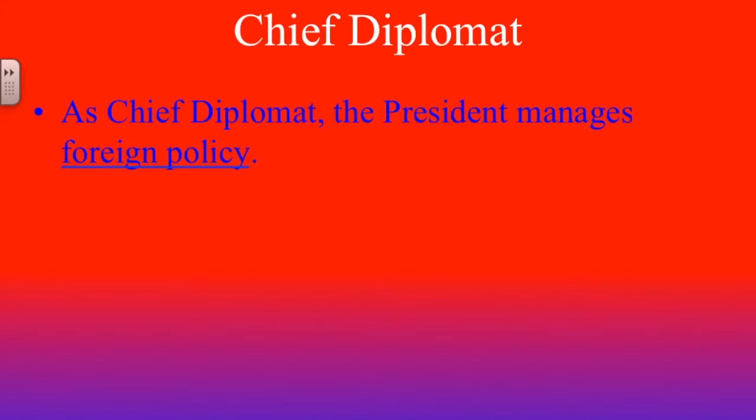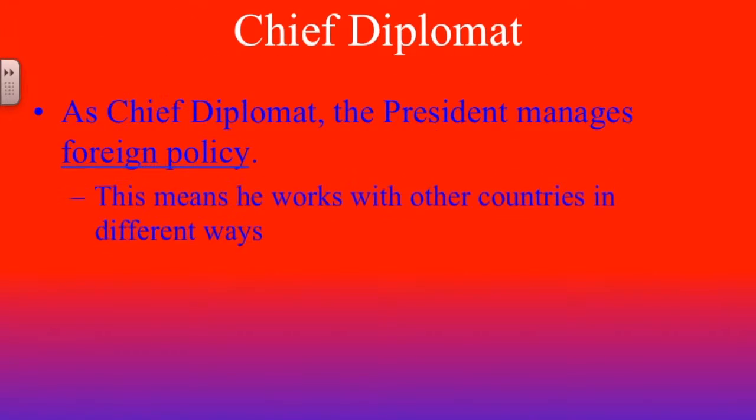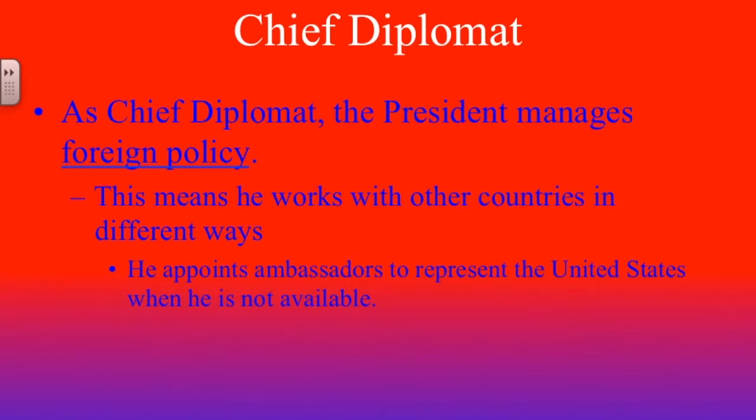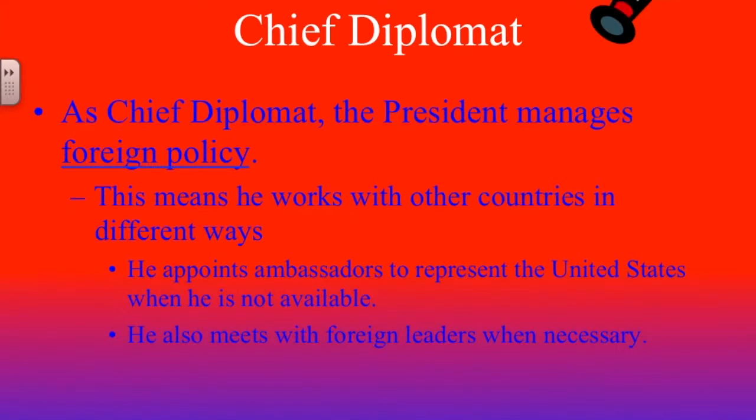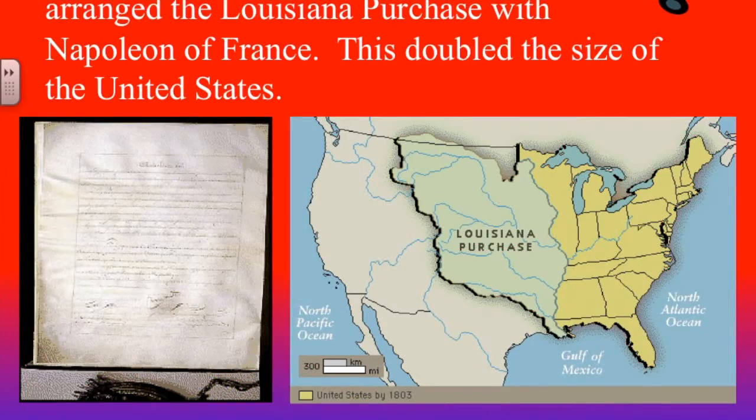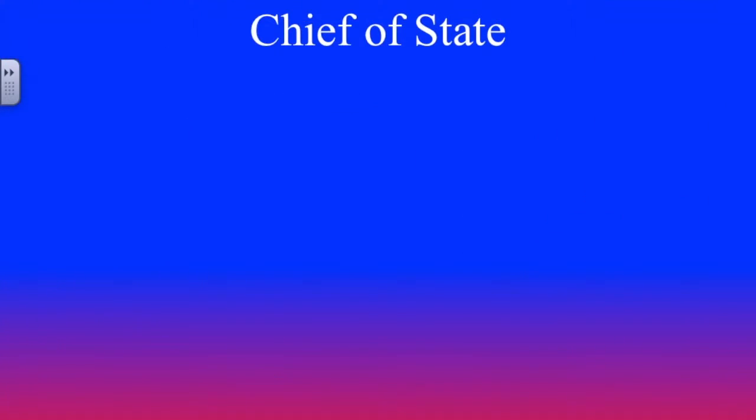As chief diplomat, the president manages foreign policy. This means he works with other countries, and he does this in a lot of different ways, but it is to do business with them, which makes it different from chief of state. In this position, he may appoint ambassadors to represent the United States when he is not available. He also does meet with foreign leaders if and when it becomes necessary. As an example, Thomas Jefferson arranged the Louisiana Purchase with Napoleon of France. This basically doubled the size of the United States.